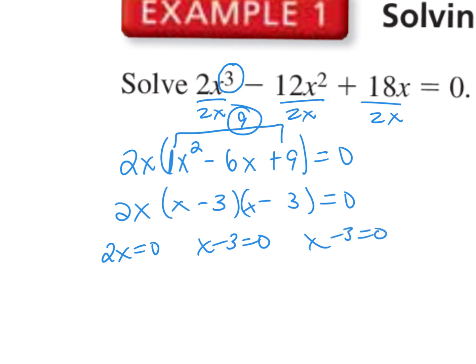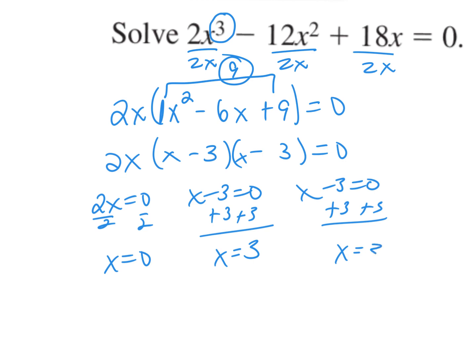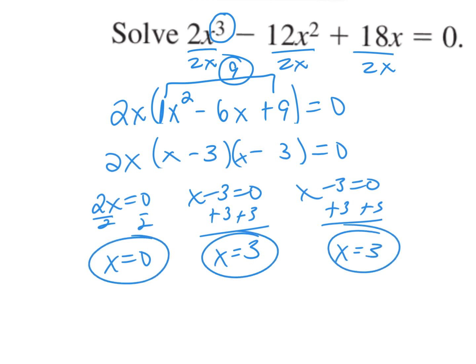All right, now we're going to talk about these answers here. So here I divide both sides by 2. I got x equals 0, correct? Here I'm going to add 3 to both sides. So I get x equals 3. And here I add 3 to both sides. And I get x equals 3. How many answers do I have here? 3. How many did I tell myself at the very beginning that I was going to have? 3.